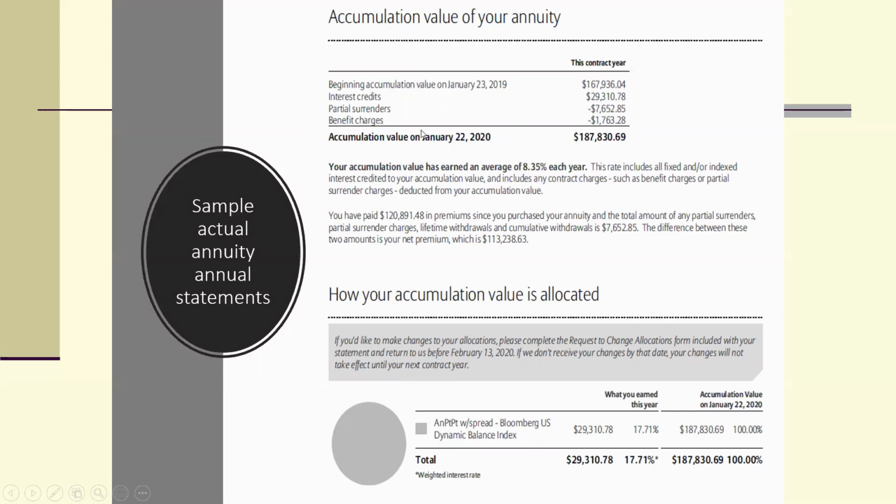So when the market began melting down in March, now in January of next year, they may experience no interest credits, but they will not have lost any money from this contract.